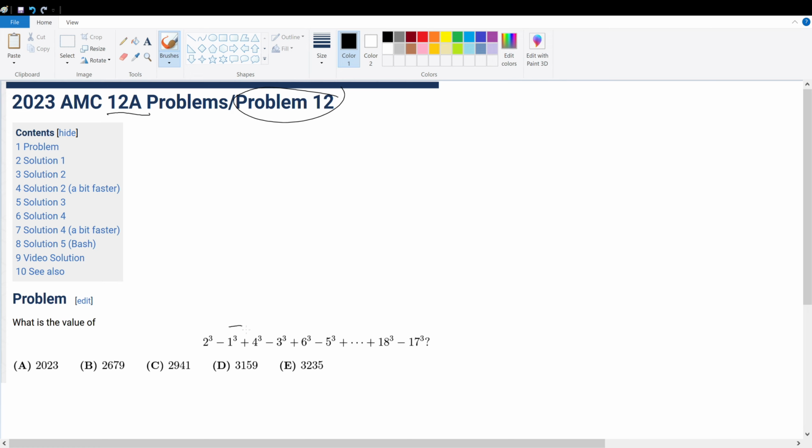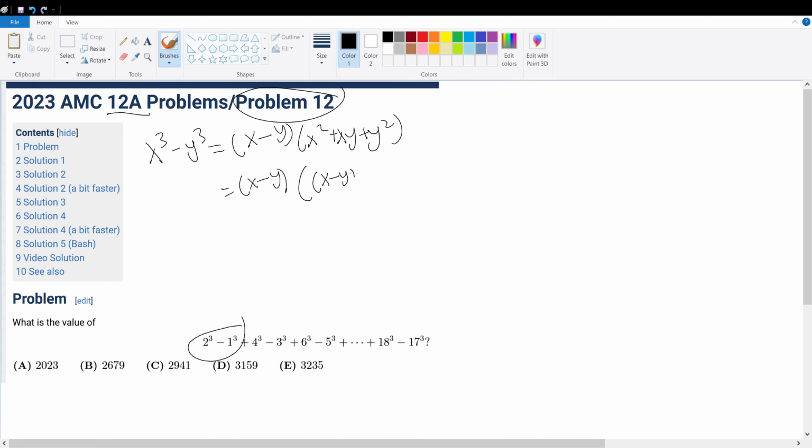Alright, when I see this format, let's instantly think about this formula: x cubed minus y cubed equals x minus y times x squared plus xy plus y squared. So let's try to simplify this a bit. Let's do x minus y, and sub out an x minus y squared. Note that x minus y squared equals x squared minus 2xy plus y squared. So if we want to make these two equal, we have to add 3xy.